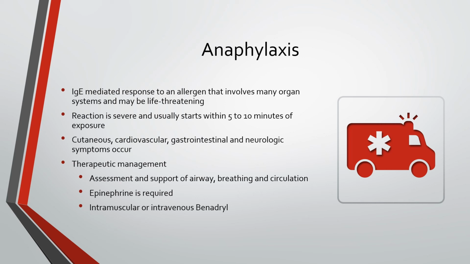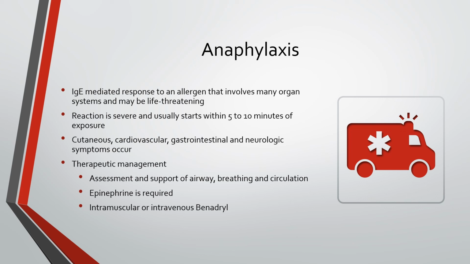Anaphylaxis is an IgE-mediated response to an allergen that involves many organ systems and could be life-threatening. If more than one immunologic reaction is occurring in different systems, then anaphylaxis needs to be considered. So if we have a patient with nausea and vomiting with airway constriction, then we know that's a GI system and a respiratory system. If they have airway constriction and hives, then we know we have a respiratory system problem and an integumentary problem. So 2 different systems are being considered. Anaphylaxis should be on our radar.